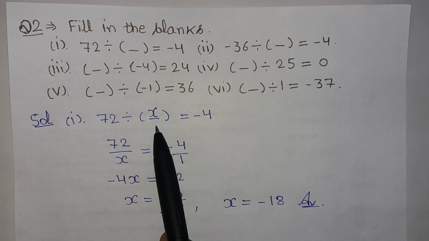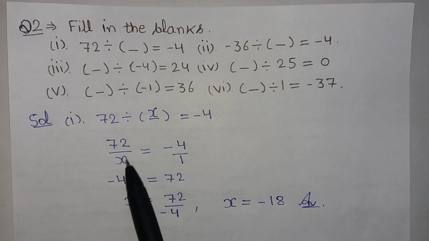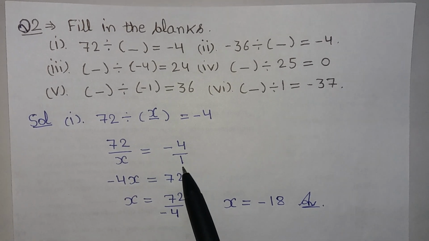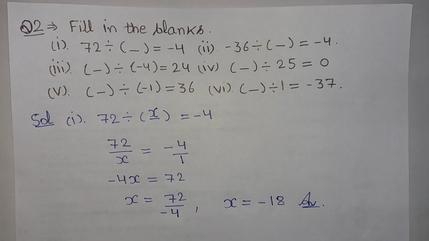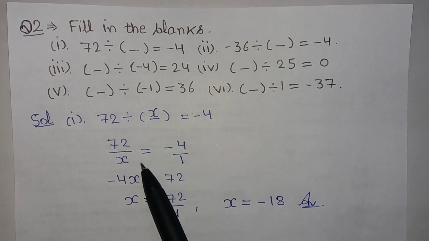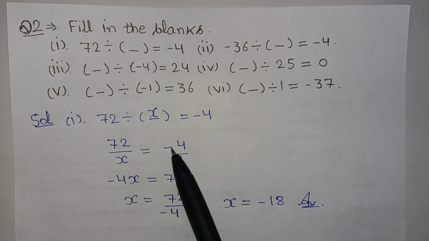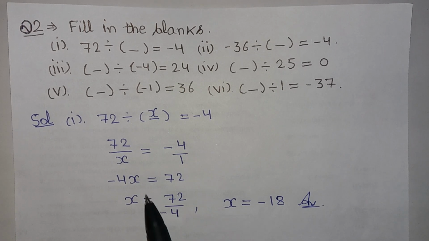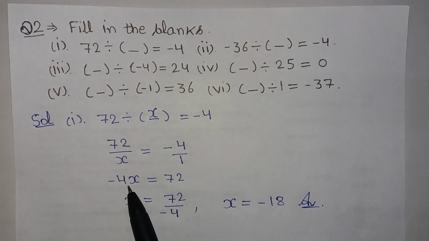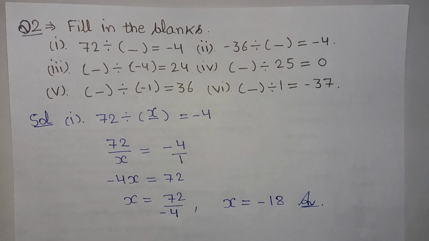This divide means that we can write x in the denominator. So 72 upon x equals minus 4 upon 1. After this we can do cross multiplication. When we do cross multiplication, x will be multiplied by minus 4 and 72 will be multiplied by 1. So it becomes minus 4x equals 72.